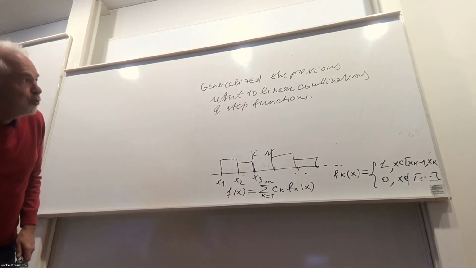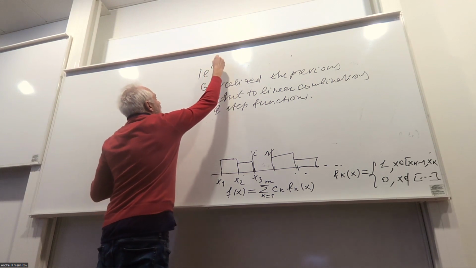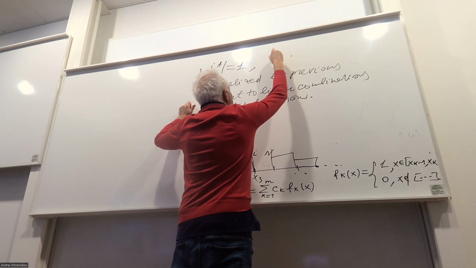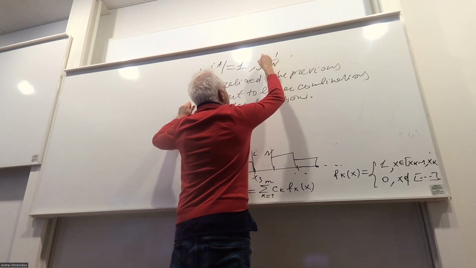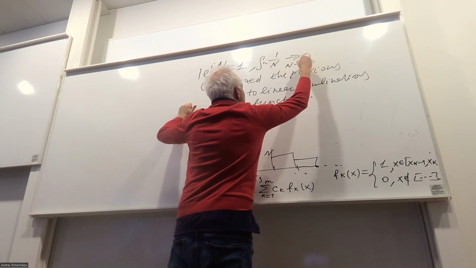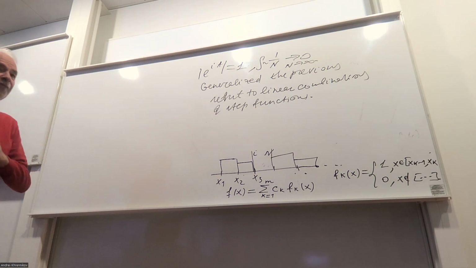And we use two things. The exponent's absolute value is always 1. And then if we integrate, we get 1 over n, which goes to 0 as n goes to infinity. Now we have proved this for a linear combination of step functions.